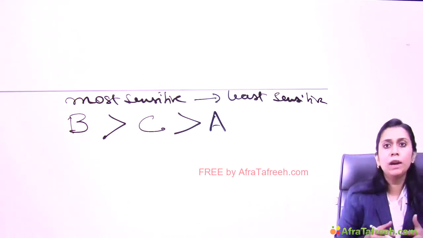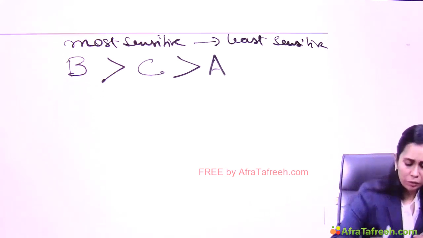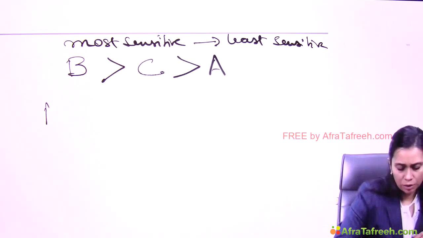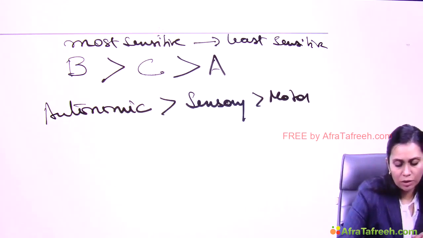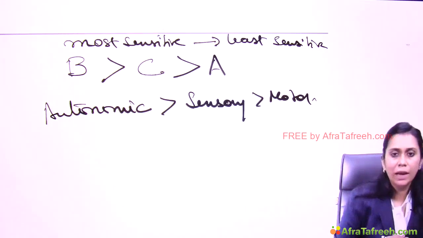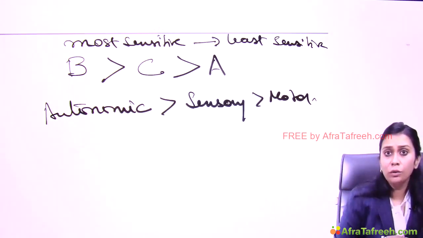This is according to the fibers. According to the transmission, which transmission is blocked first? Autonomic, sensory and motor. So autonomic transmission is blocked first, then sensory and then motor. This is according to the transmission. According to the sensation, which sensation is blocked first?